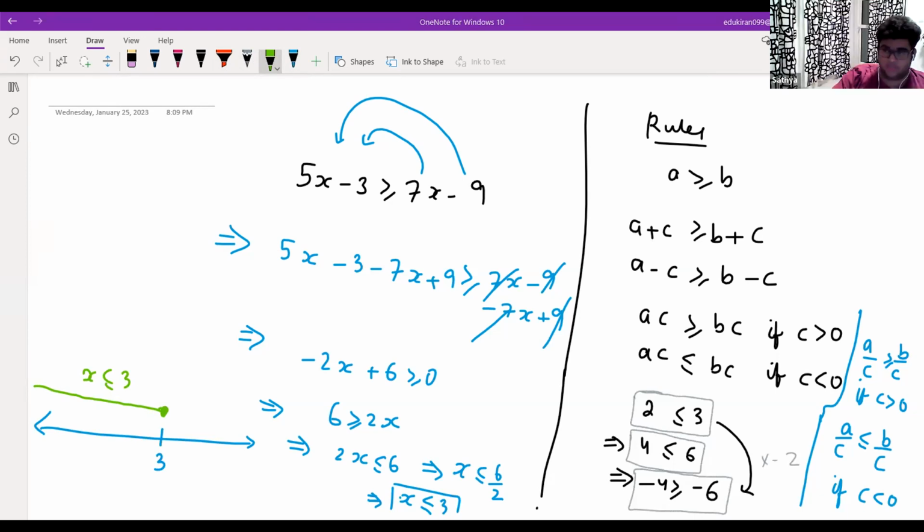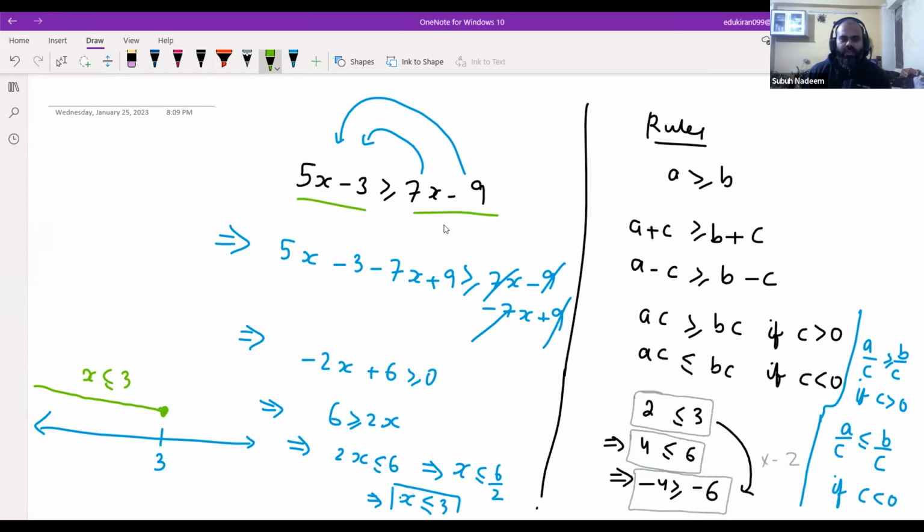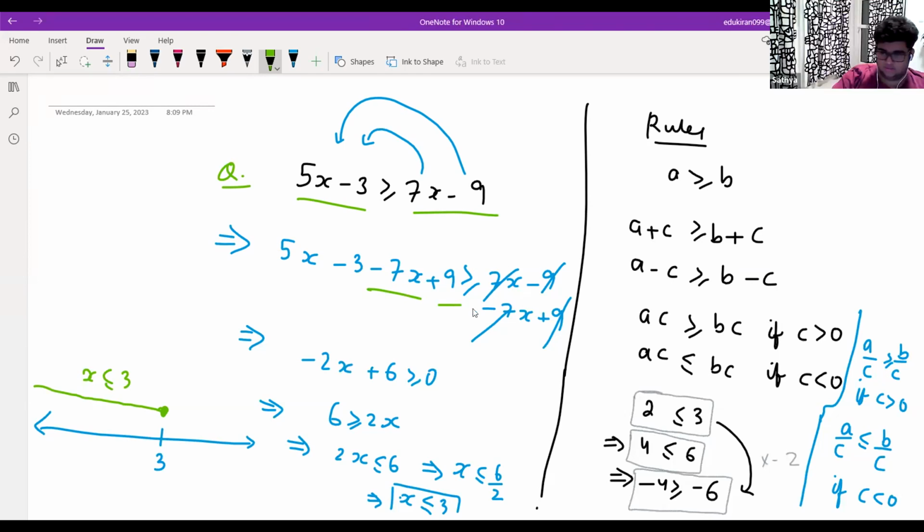Sir, I don't understand this, sir. Okay. So 5x minus 3 and 7x minus 9 is there. We took 7x to the left side, it became minus 7x. The question is 5x minus 3 is greater than or equal to 7x minus 9, right? Yes. So what do we solve? We find the x. So finally, after solving, we get x less than equal to 3.